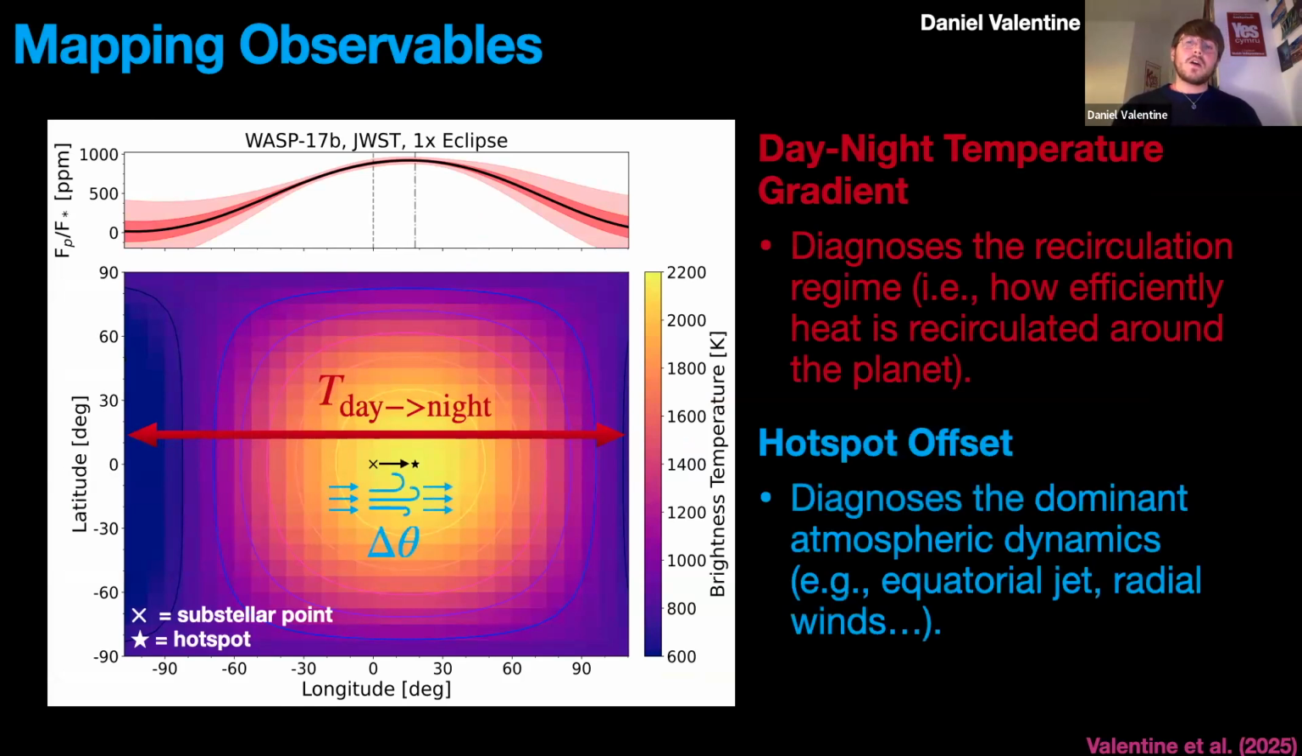The second then is the hotspot offset, the direction and magnitude of which diagnoses the dominant dynamics that are responsible for recirculating this heat. So in this map, for example, we have a small eastward hotspot offset, and that reveals the presence of a fairly temperate equatorial jet dominating the dynamics. So as you can see together, these two mapping observables provide essentially a first order characterization of the atmospheric dynamics. So these are what we really want to test Ariel's ability to measure.